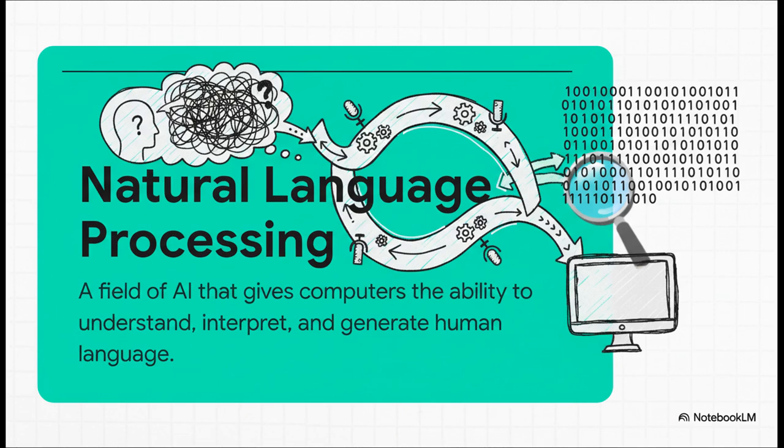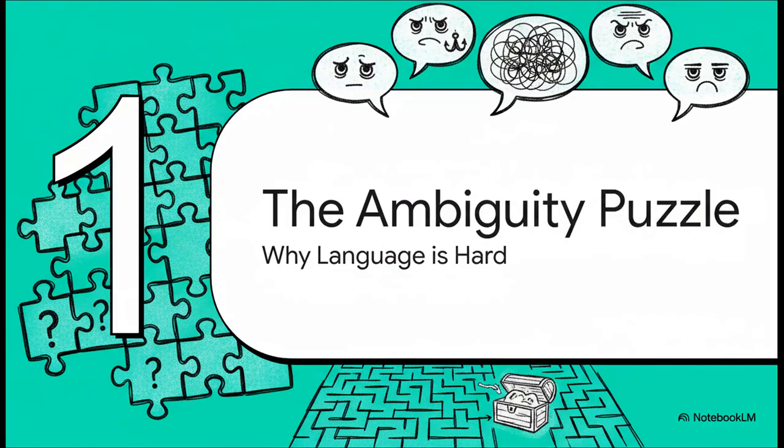So what is this thing officially? Well, think of NLP as the ultimate bridge between us humans and computers. It's like a universal translator, but instead of translating French to English, it's translating our messy, super nuanced, and let's be honest, kind of chaotic way of talking into something a machine that only speaks ones and zeros can actually understand. Okay, but here's the catch.